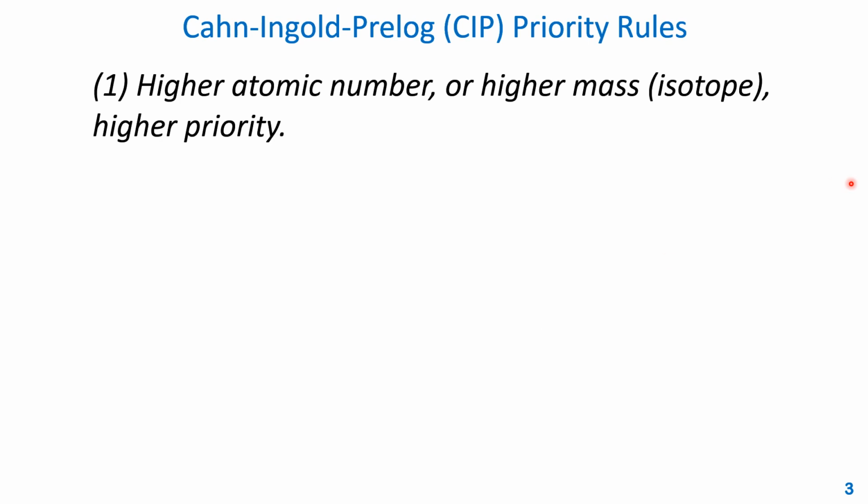Now, let's talk about a rule, because before we are able to assign the absolute configuration, which is the R or S notation, we need to know the priority of the attachments. First, the name of the rule is called Cahn-Ingold-Prelog. You can call it the CIP priority rule. Rule number 1: higher atomic number, or if it's an isotope, higher mass number, will have a higher priority.